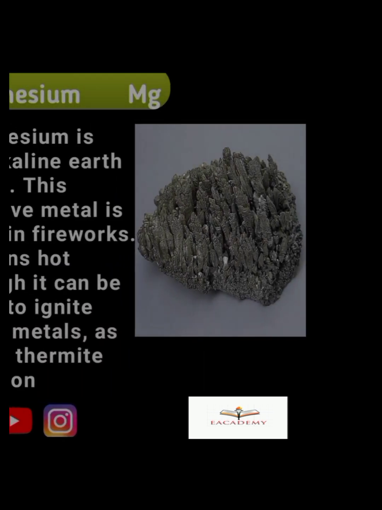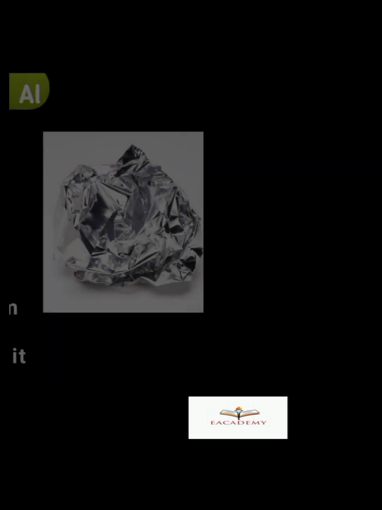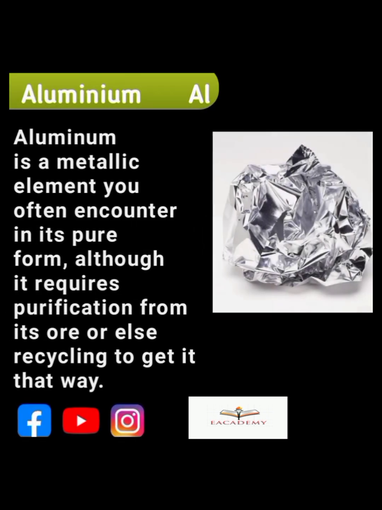Magnesium is an alkaline earth metal. This reactive metal is used in fireworks. It burns hot enough it can be used to ignite other metals, as in the thermite reaction. Aluminum is a metallic element you often encounter in its pure form, although it requires purification from its ore, or else recycling to get it that way.